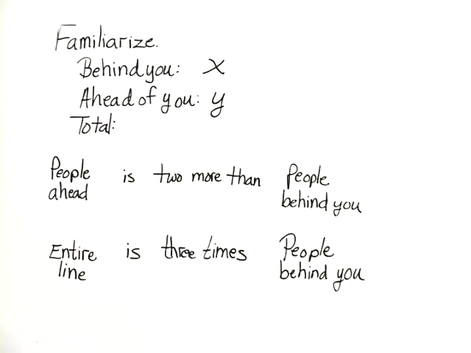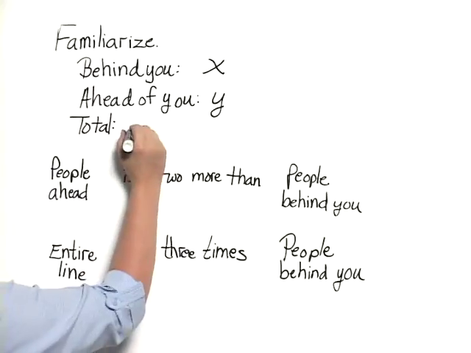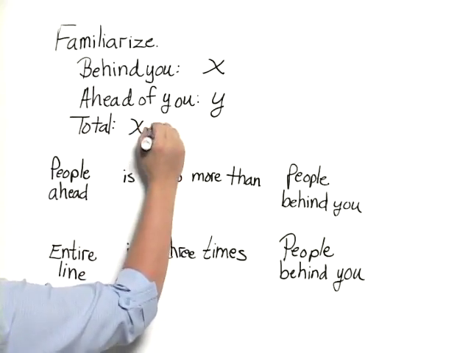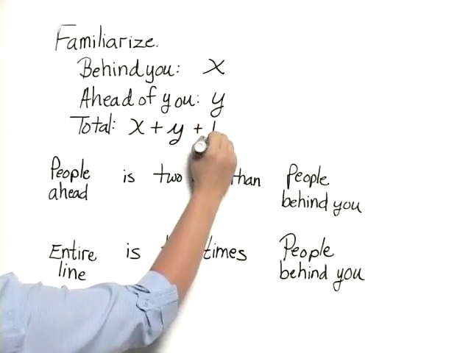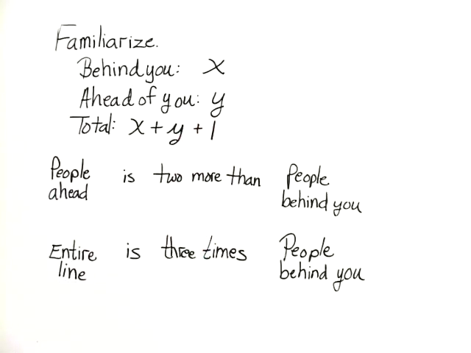Well, there are x people behind you, there are y people ahead of you, and you are also in the line. So that means the total number of people in the line is x plus y plus 1, and the 1 is you. Now, the problem statement gave us a couple of relationships between this.